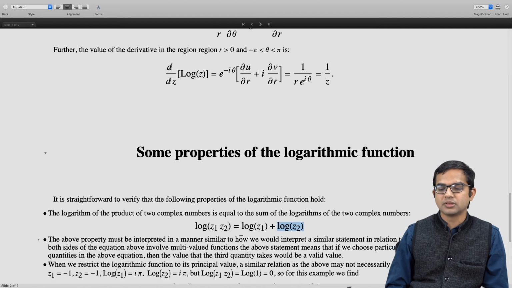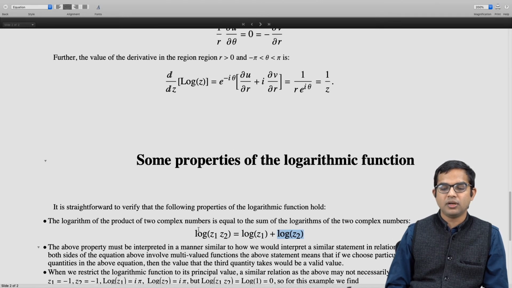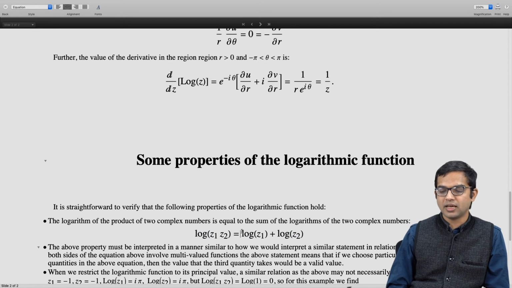So the way to interpret this statement is the way we interpreted a similar statement when we had arguments, right? So argument of z1 times z2 is equal to argument of z1 plus argument of z2, where you are using a small a, right? And so the way to interpret this is to say that if you take one value for this quantity and one value for this quantity, and if you add them together, you're going to get a value which is going to be one of the values of this quantity, right?